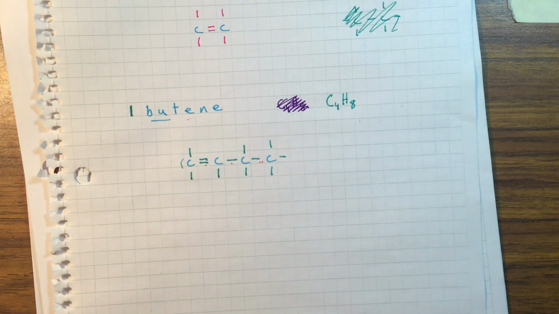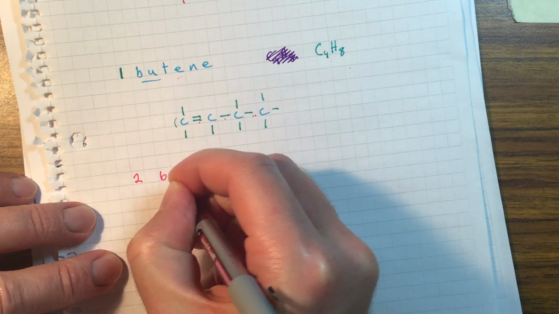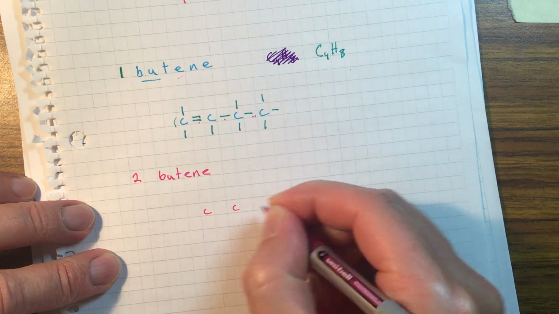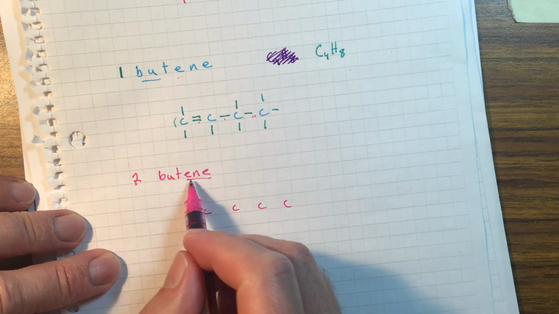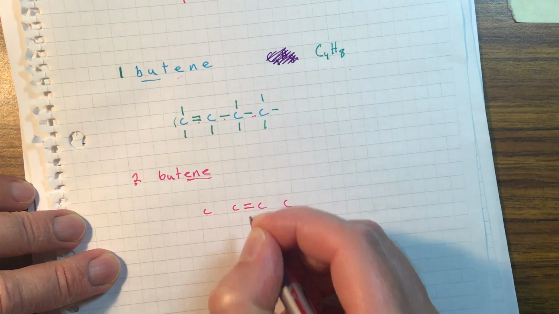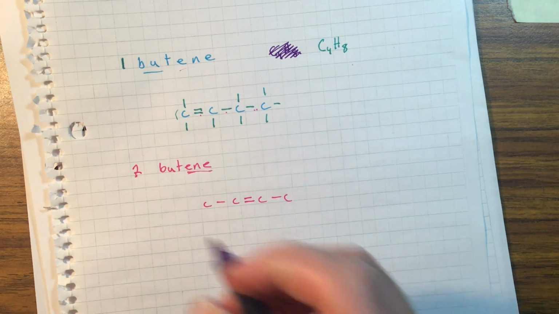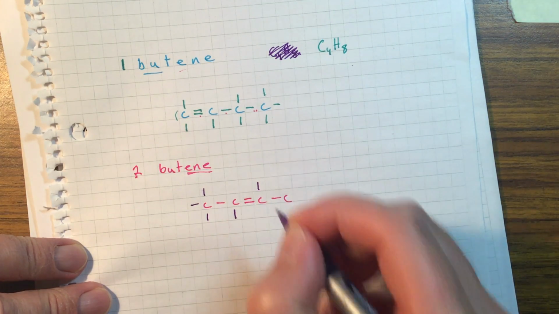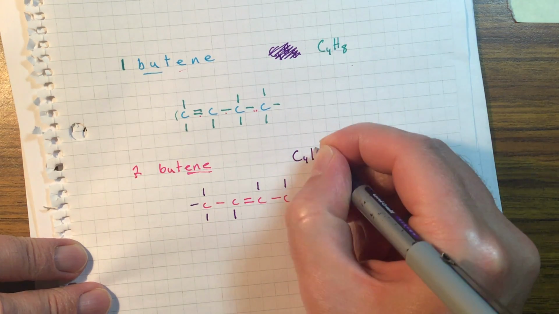Now compare that with 2-butene. 2-butene. But means 4 carbons again. 1, 2, 3, 4 carbons. Now our double bond, ene means double bond, and it goes in the middle. There's our double bond, single bond, single bond. Now for hydrogens, this guy can have 3 hydrogens attached. This guy can only have 1 hydrogen attached. This guy can only have 1 hydrogen attached, and this guy can have 3. So now we have C4H8.